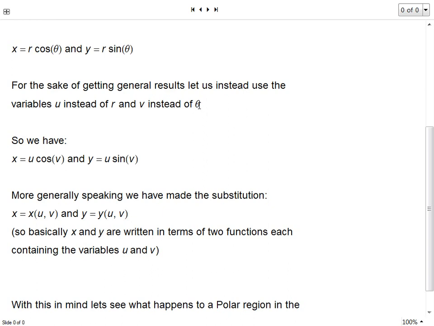Just different dummy variables. More generally speaking, we have made the substitution that x can be determined if you give me a u and a v, right? You give me u, you give me v, I can tell you what x is. Therefore, x is a function of 2 variables. And y, since y depends on u and v, is also a function of 2 variables. If you give me u and v, I tell you y. So y is a function of u and v.